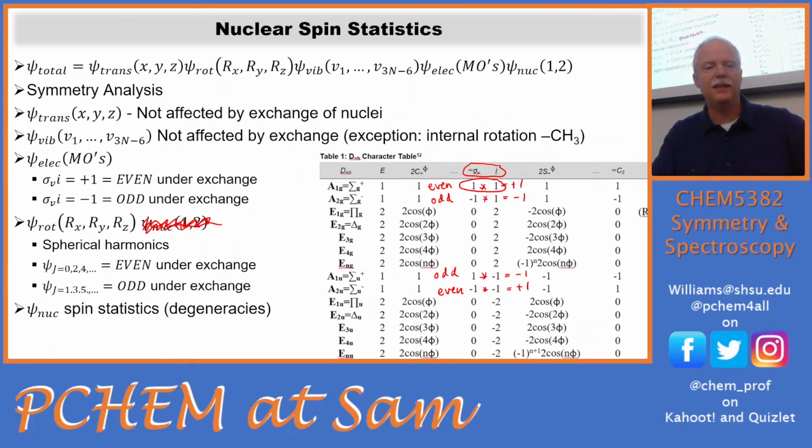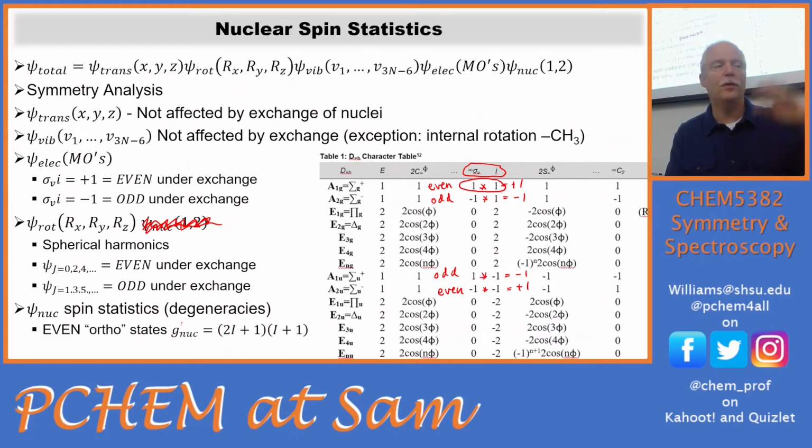And then the nuclear spin statistics have different degeneracies, and this is where it really comes into play. So for even nuclear spin statistics, or when the wave function is even, we call those ortho states, and we have this degeneracy. This g was from the Boltzmann distribution. The degeneracy for the nuclear wave function has this form, where I is the nuclear spin. Like for carbon-13, a nuclear spin of 1/2.